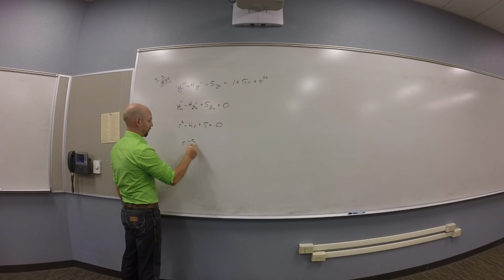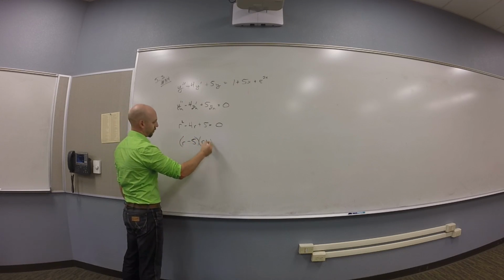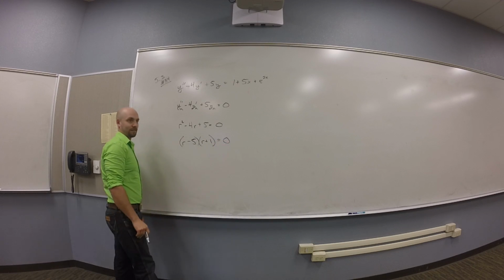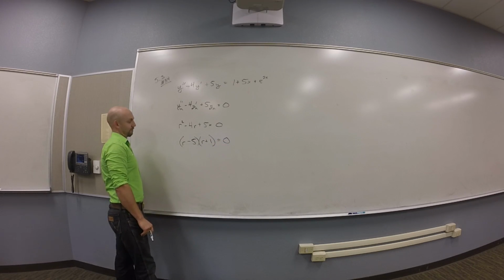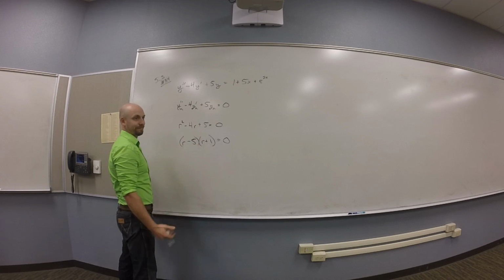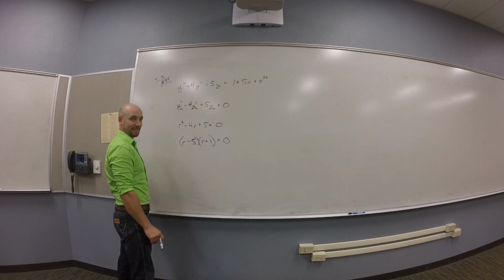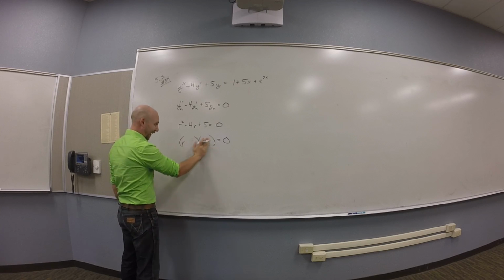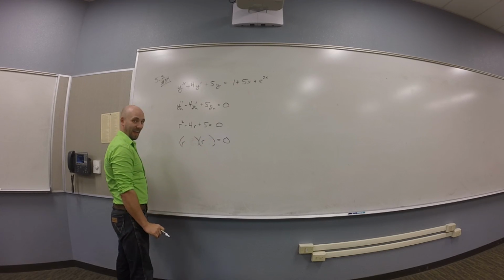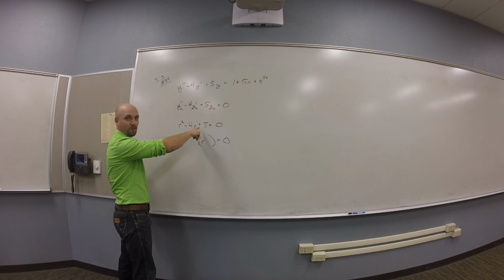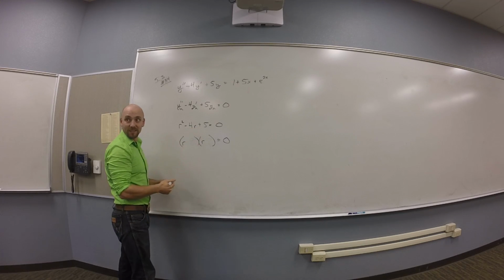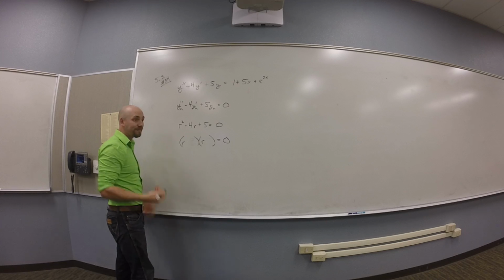negative 5. I think r minus 5 and r plus 1, maybe? Wait a minute. No. Doesn't work. Next thing? Well, just complete the square, right? Like, really, I'm thinking 5 and 1, right? To get to 4. But they'd have to be mixed signs to get to 4, right? And if they were mixed signs, this would be a minus. So, doesn't factor nicely.